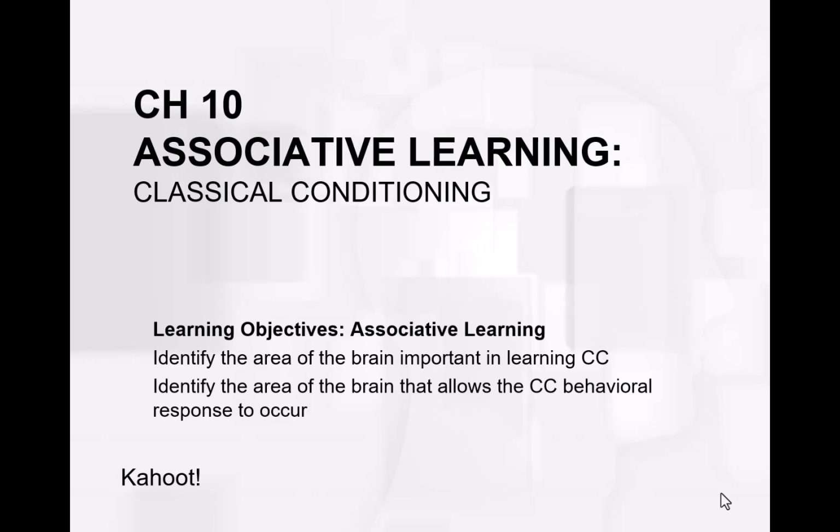Welcome. In this video, we're going to talk a little bit more about classical conditioning. By the end of the video, you should be able to identify the area of the brain that's important for classical conditioning and the area of the brain that allows the behavioral response to occur.